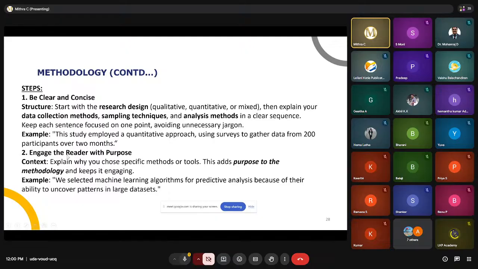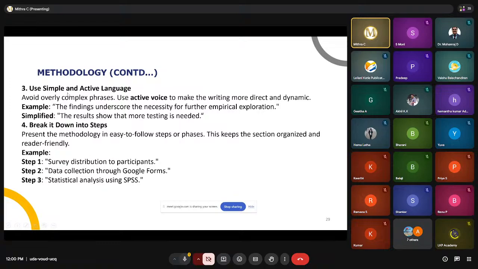And next, when you're making the methodology, engage the readers with purpose, which means we need to explain the specific method that adds purpose to the methodology without randomly writing all these things. We need to mention what kind of machine learning algorithms have been incorporated to uncover all these patterns in the large data set. Next, we need to use simple English because not all readers are well versed in very complex terms.